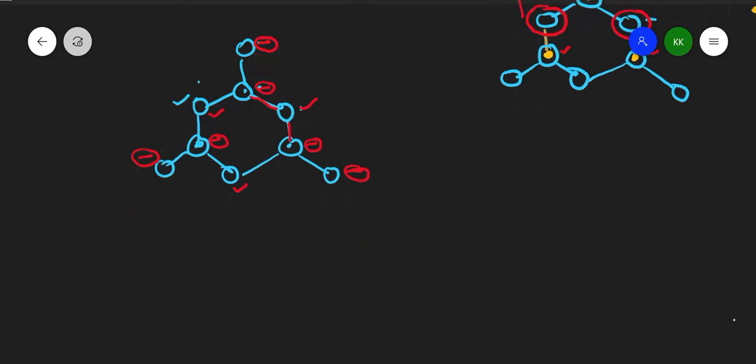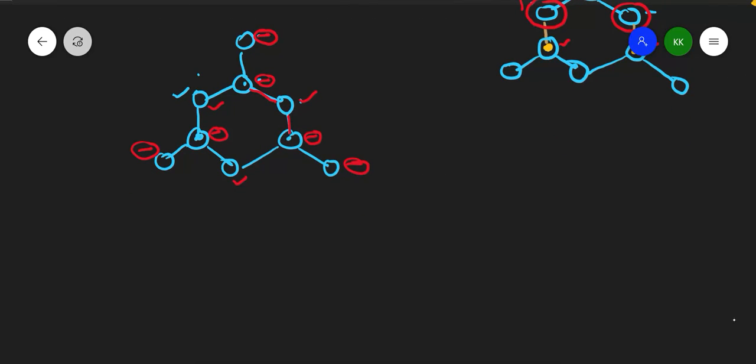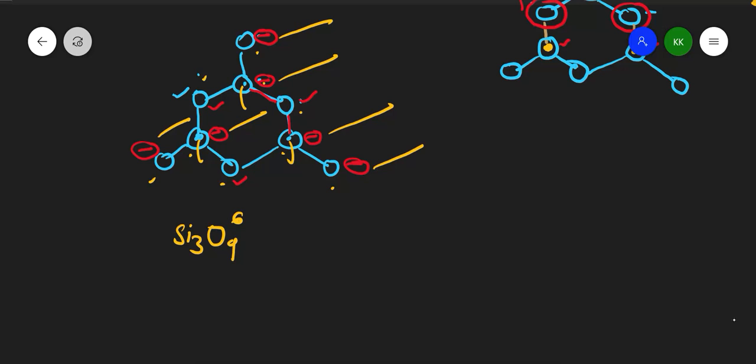So what is the formula? Count how many silicons we have: one silicon here, two, and this is three. Si3. Count the oxygens: 1, 2, 3, 4, 5, 6, 7, 8, 9. Si3O9. For the charge, count the red markers: 1, 2, 3, 4, 5, and 6. So 6 minus negative charge. This is the anion part.